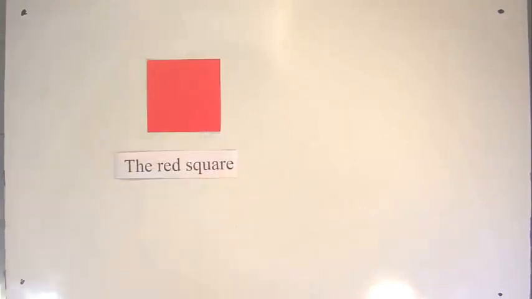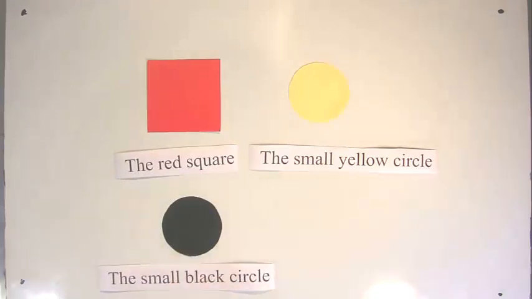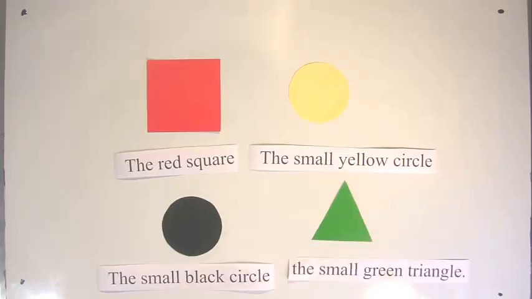Let's do one more. What's that? What is it? That's right, it's a square, and it's red, so we're going to call it the red square. And we also have this. This is a small yellow circle. And what else do we have? We also have a small black circle. And we have this shape here. Do you remember what that is? That is the small green triangle.